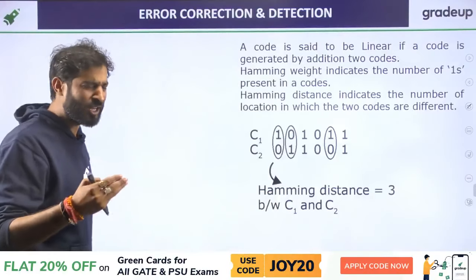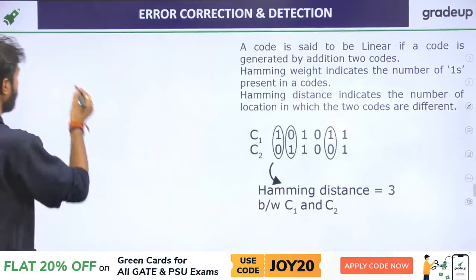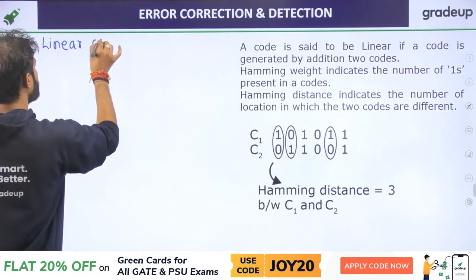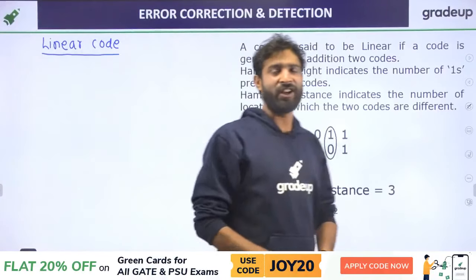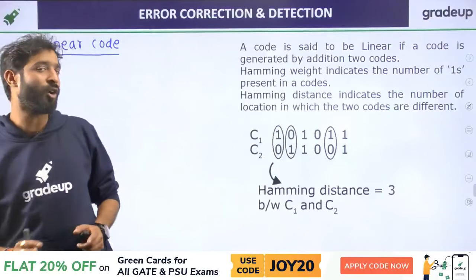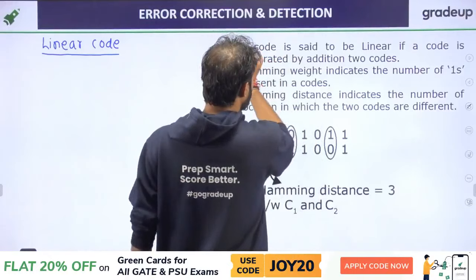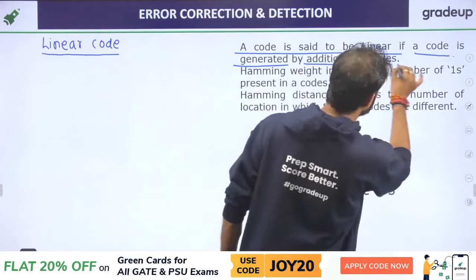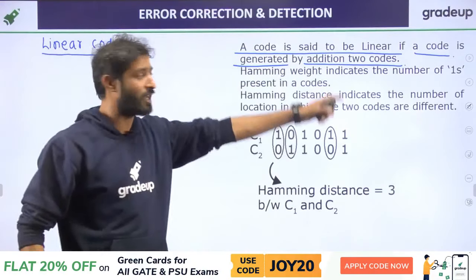In the question you will generally see that a linear code is mentioned. So what is linear code? Which code is called a linear code? A linear code is a code generated by the addition of two codes. When any code is generated by the addition of two codes, then that code is called a linear code. Only then is that code called a linear code.